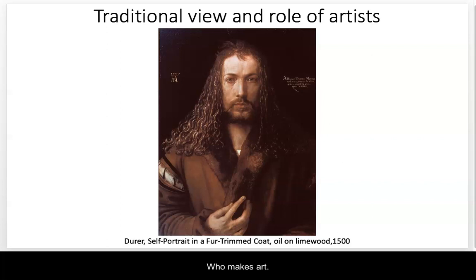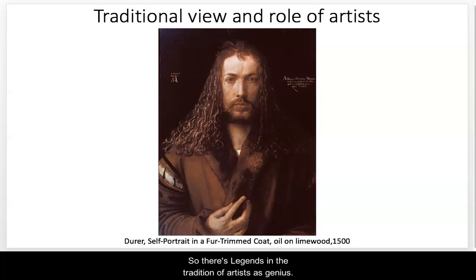Who makes art, right? Artists. Now, this word has been used in so many different ways throughout the ages. A traditional view of the role of artists stems back to maybe ancient Greece, Rome, and the Renaissance. And this guy here, Durer, with his self-portrait, is trying to represent himself with a fur trimmed coat as a real man about town, wealthy and important.